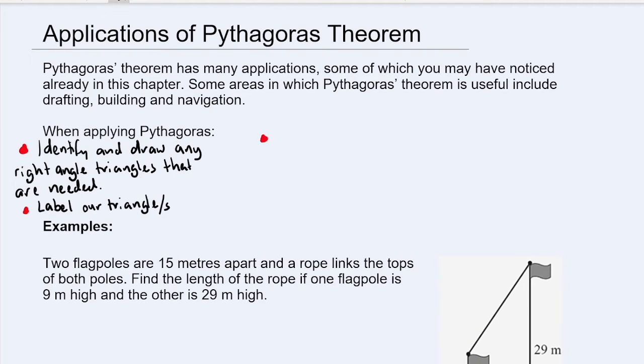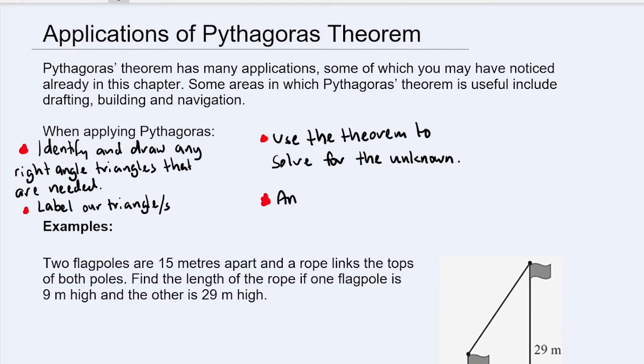Then we're going to actually use the theorem to solve the problem, or to solve the mathematics, or solve for the unknown. Then the fourth thing that we're going to do is actually answer the question. Usually in sentence form. So it's usually in a sentence.